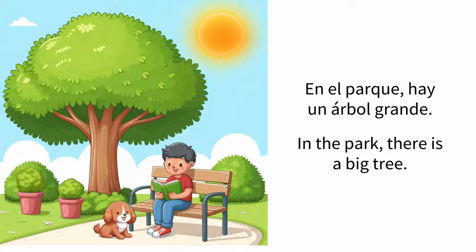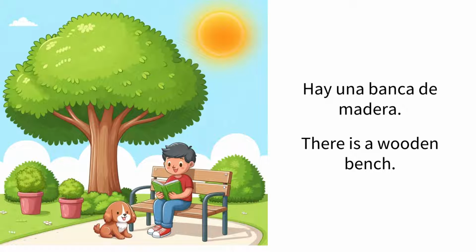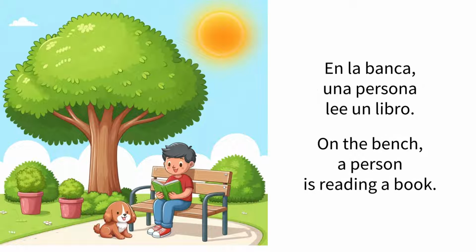En el parque hay un árbol grande. In the park, there is a big tree. El árbol tiene hojas verdes. The tree has green leaves. Hay una banca de madera. There is a wooden bench. En la banca, una persona lee un libro. On the bench, a person is reading a book.